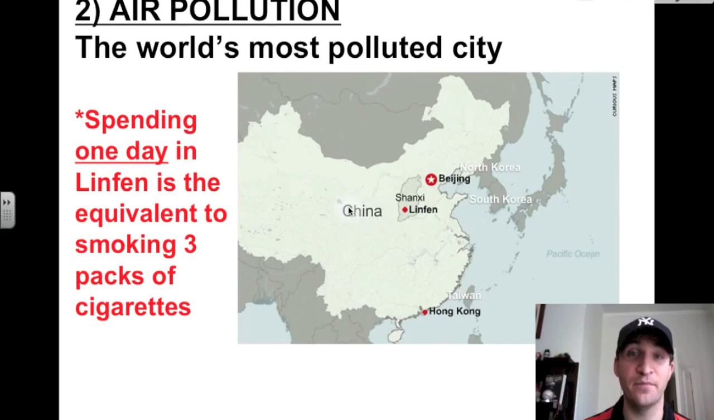Here's China. Here's the capital of China, Beijing. Southwest of Beijing is a city called Linfen. Now, spending one day in Linfen is the equivalent to smoking 3 packs of cigarettes just by stepping outside. This is the world's most polluted city, and it's an example of how we need to address the developing countries in the world and their environmental challenges.